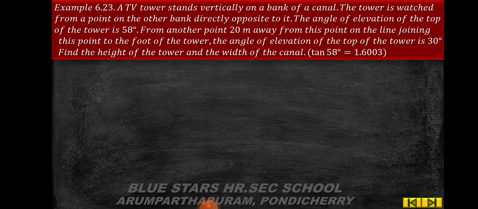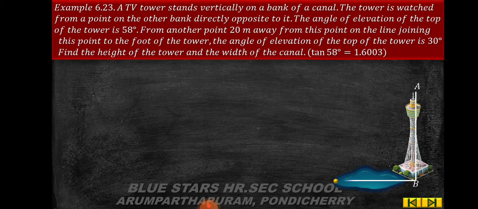Tan 58 degree is equal to 1.6003. So there is a canal and the tower is there. AB is the height of the tower and join the point, that is C. So the angle of elevation A to C is 58 degree.